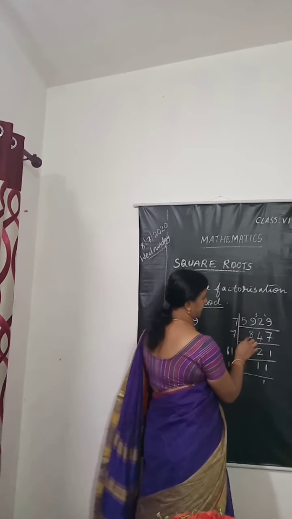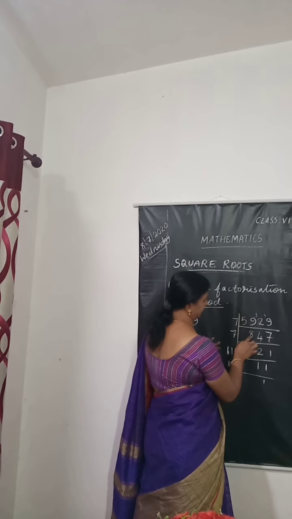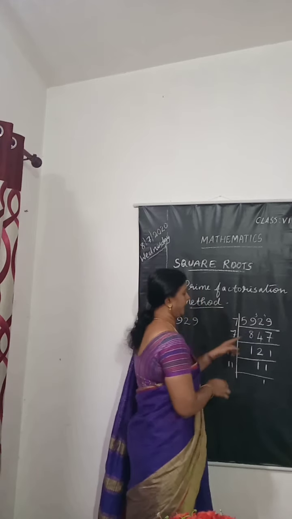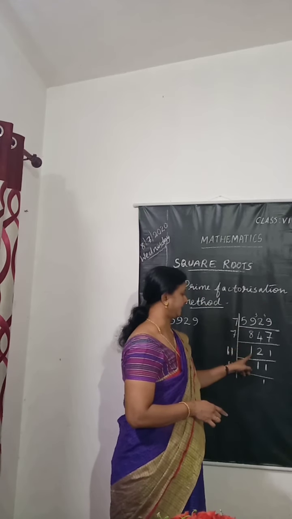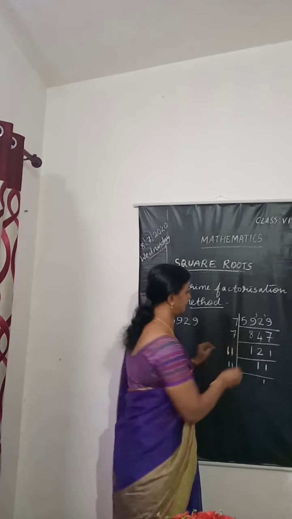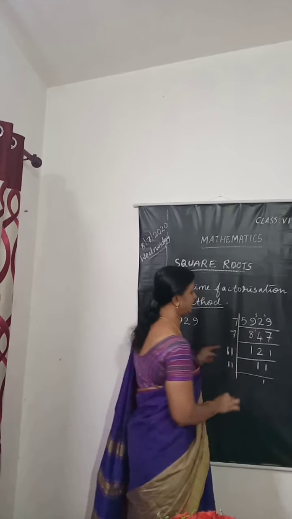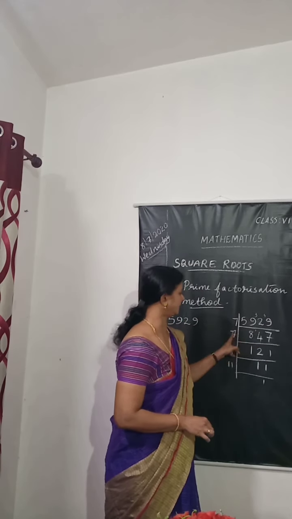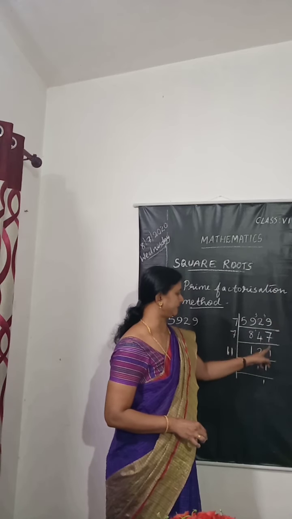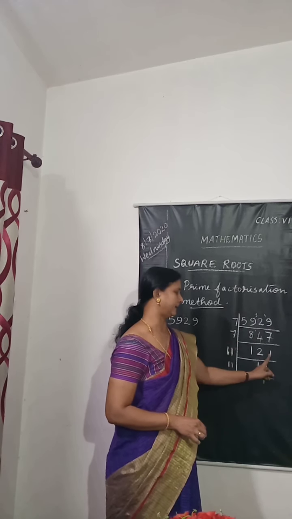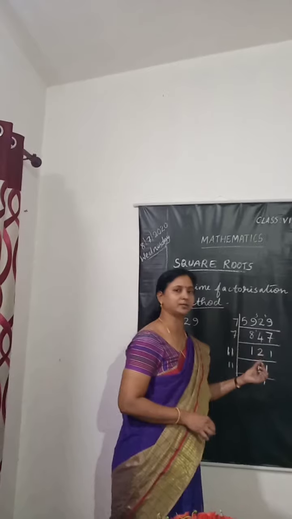Next, again, you can divide it by 7. 8 divided by 7, one time. 1 into 7, 7. So 1 is remaining there. If that 1 comes in front of 4, it is 14. 14 divided by 7, it is 2. Again, 7 divided by 7, it is 1. And now you look 121.